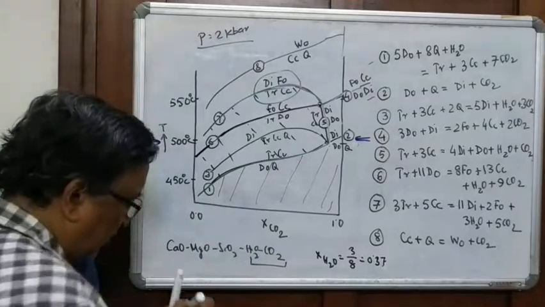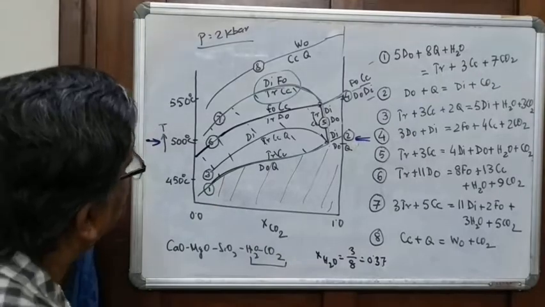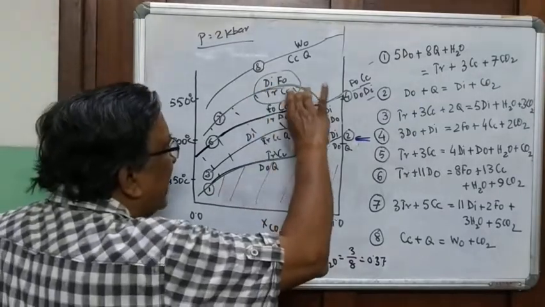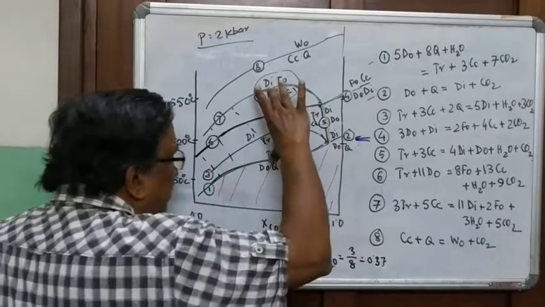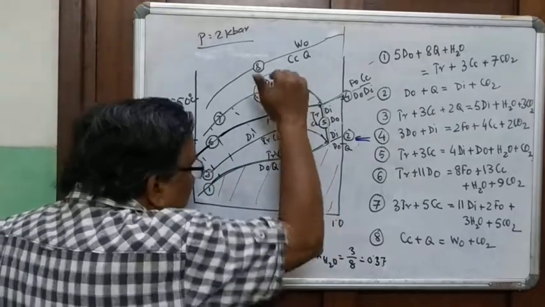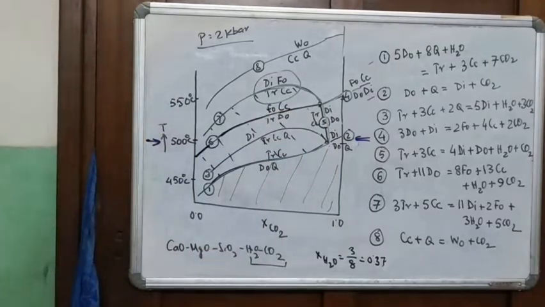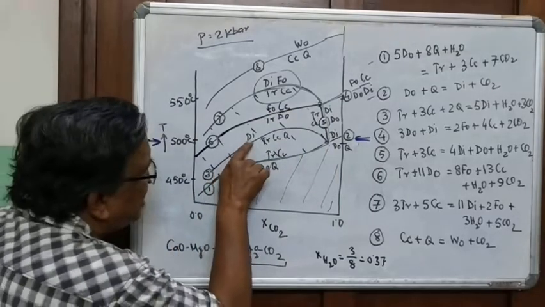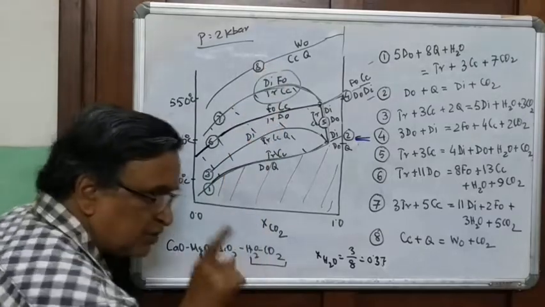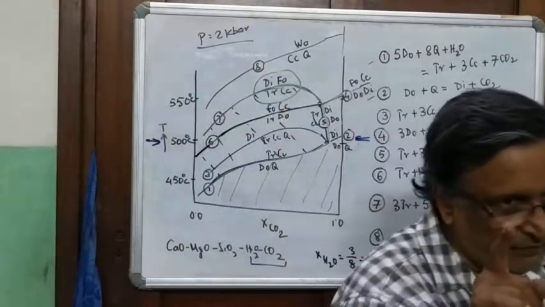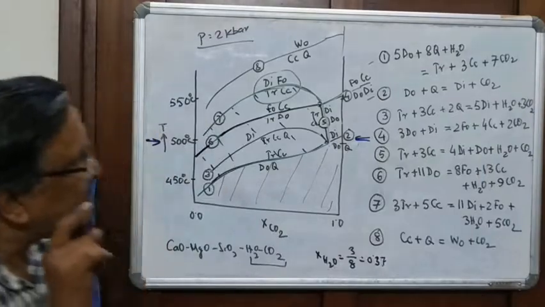So the tremolite field you can see here. This is the tremolite field. I was showing it wrong. This is the total tremolite field, but forsterite appearance is at low temperature. Forsterite appears at low temperature, and diopside appears at even lower temperature in equilibrium with tremolite. Have you understood? That is very important.